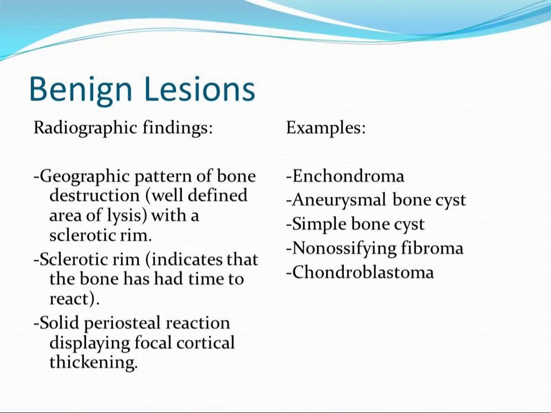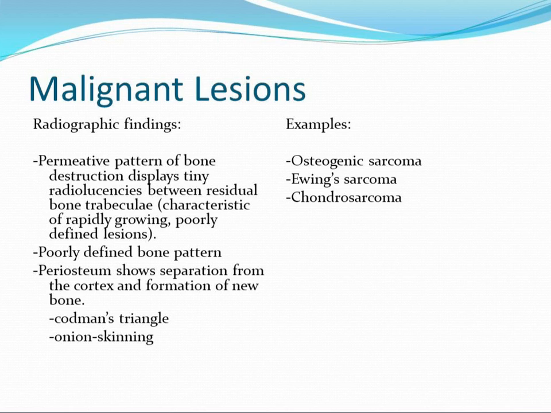Examples of benign tumors are enchondroma, aneurysmal bone cyst, simple bone cyst, non-ossifying fibroma, and chondroblastoma. Most cysts, 99%, are benign tumors, like simple bone cysts. Now, how are malignant lesions seen on X-ray? In a malignant lesion there is a permeative pattern of bone destruction, whereas in a benign lesion there is a geographic pattern of bone destruction.